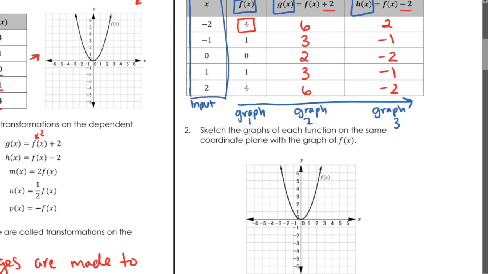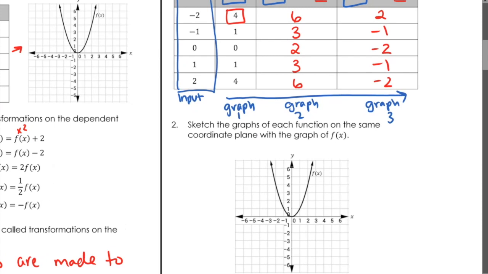Okay. So that is saying I need to put a dot. My input is negative 2. My output is 6. So negative 2 is over here, and I go all the way up to 6, and that dot is right here. Okay. My next one is negative 1 and 3. So negative 1 and go up to 3 right here. The next one is 0 and 2. So 0 is in the center, 2 is right here.